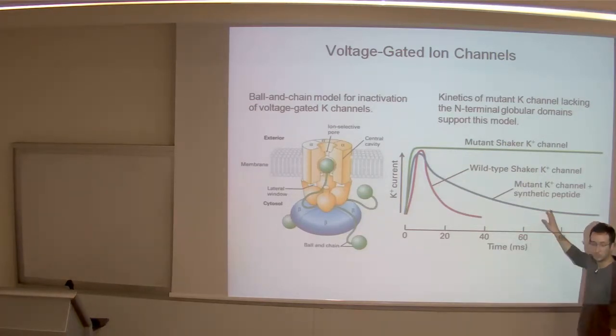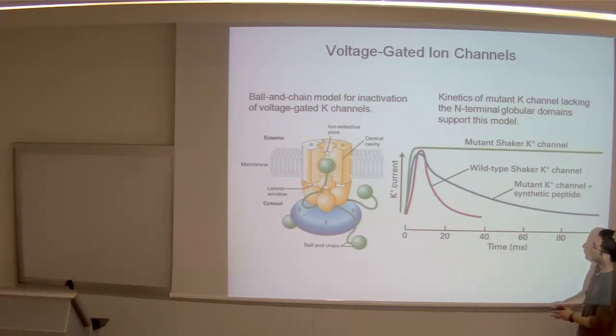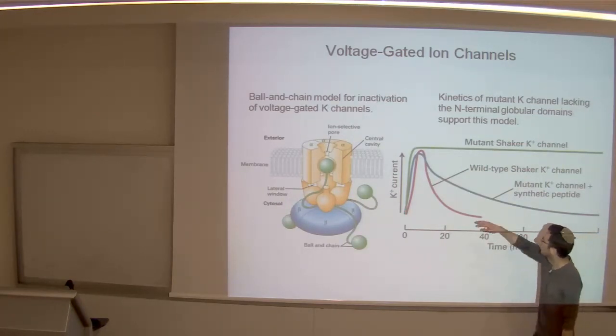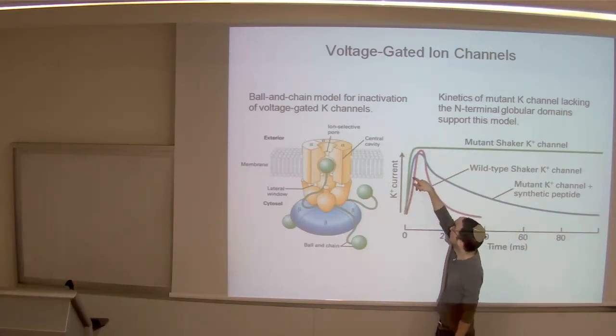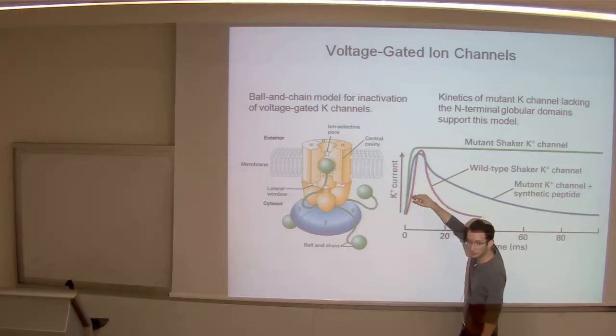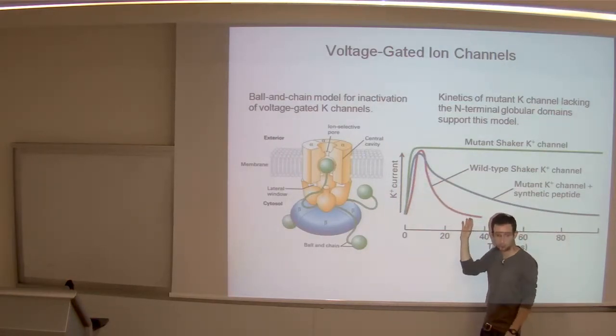And there is a classical set of experiments that this model is based upon. Okay, so what we do here, we record currents, the potassium current. If we do it on wild type, on the intact protein, we see a robust increase in the potassium current, and then a robust decrease that is due to the inactivation.